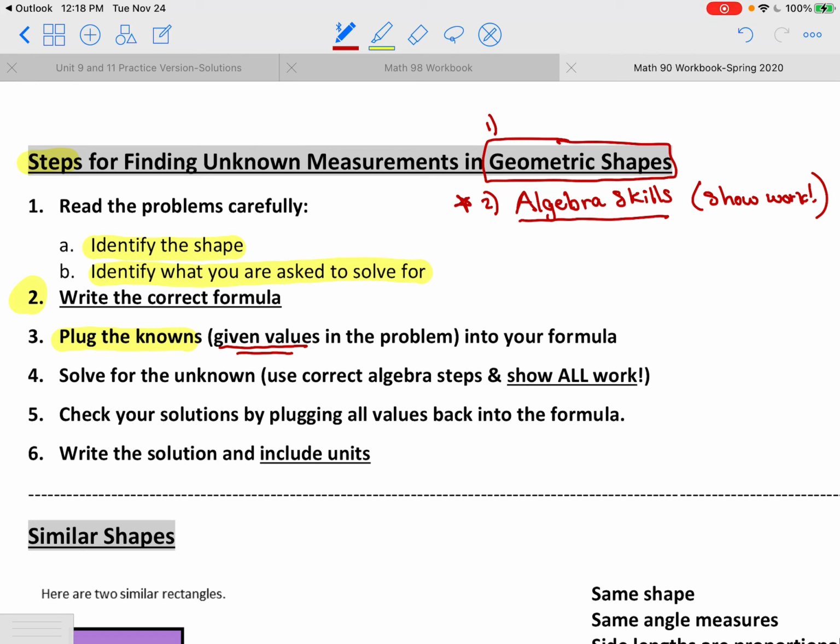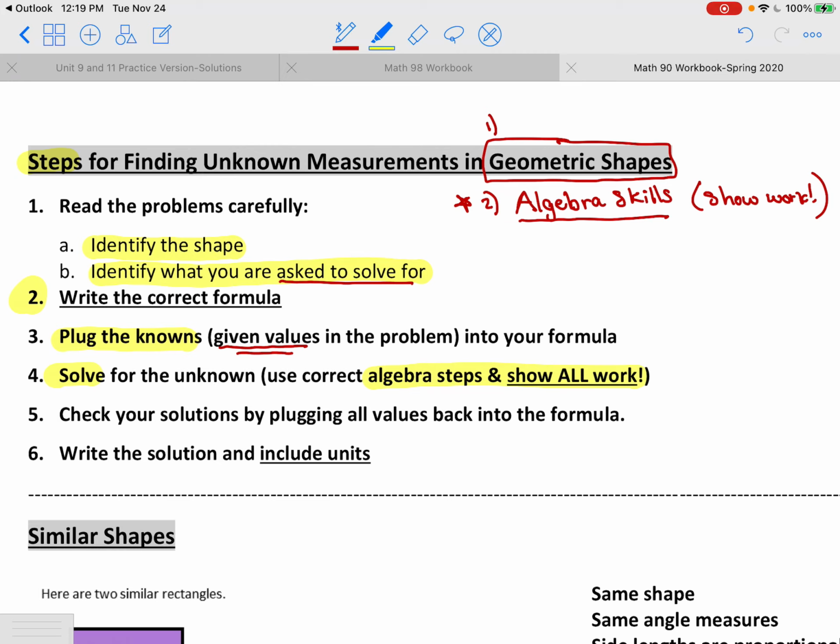And that variable you're solving for needs to be what we are asked to solve for. That's super important, and the only way to really do that is to make sure we've substituted all the other values. Then next, of course, we solve for the unknown, making sure we're using the correct algebra steps and showing all of our work.